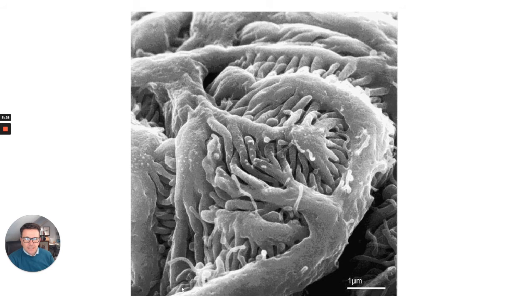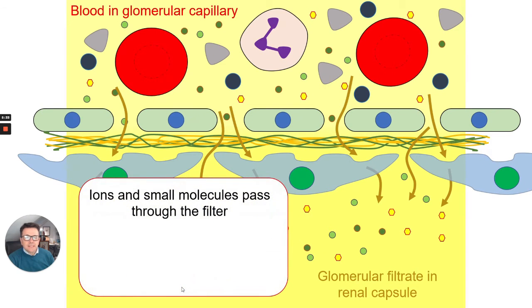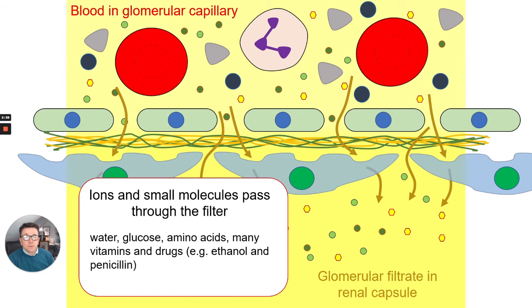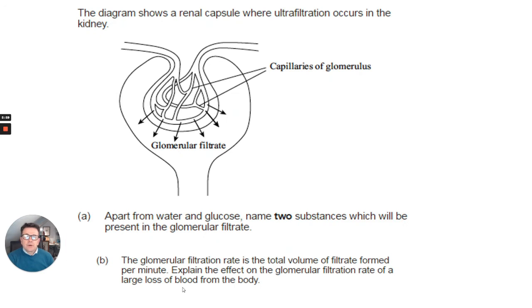Here we go. Here is a group of podocytes. So what you can see is that ions and small molecules are going to pass through this filter. So you will need to learn what those things are, and they are water, glucose, amino acids, vitamins and drugs, and also urea. Cells, platelets and plasma proteins, so proteins in the blood capillary, cannot pass through the filter and they remain in the capillary.